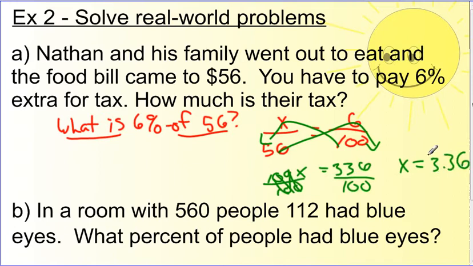So their tax, since we're talking about money here, we need a label in our word problem. Our tax is going to be dollars. So their food bill came to $56. The tax, the extra amount, is going to be $3.36. So does this answer make sense? Yeah, it makes sense to me. It's not something big. Now, if you have the decimal in the wrong spot and had like $33, that would not make sense. If your food bill was 56, it would not make sense to have an extra $33 in taxes. That's way more than we'd expect.